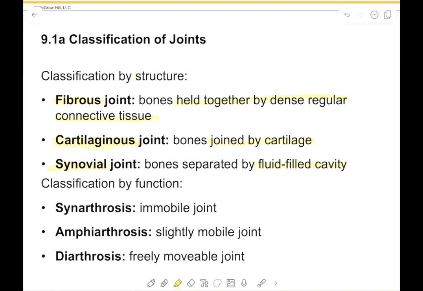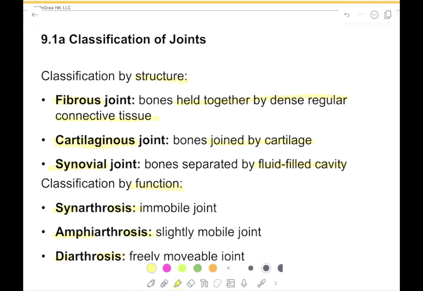We then classify joints based on function, and this is the degree of movement that's allowed. One thing I want you to notice is that the term always ends with osis. That will help you remember that when you see a word that ends with osis, it relates to function or the degree of movement. The other important thing is the prefix of the word: syn, amphi, or dia. That tells you the degree of movement. And notice the middle of the word has arthro in it, which makes you think of arthritis.